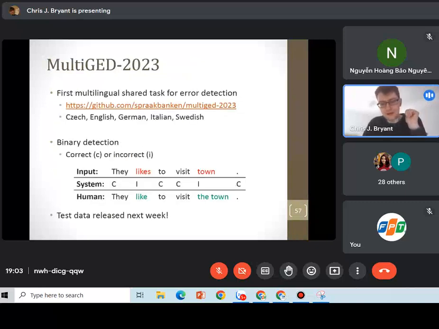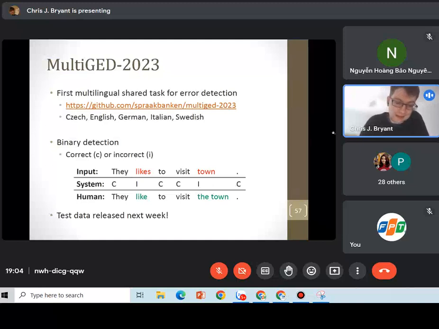Finally, I just wanted to mention the multi-GED shared task. There's another shared task happening at the moment, and this is the first multilingual shared task. So we've gone beyond just English for the first time. It's specifically focusing on European languages: Czech, English, German, Italian, and Swedish. The goal is to identify the errors in a sentence, so which words are correct, which words are incorrect. Here's an example: "They likes to visit town." The system should output incorrect for "likes" and also for "town" in terms of identifying a missing word here.